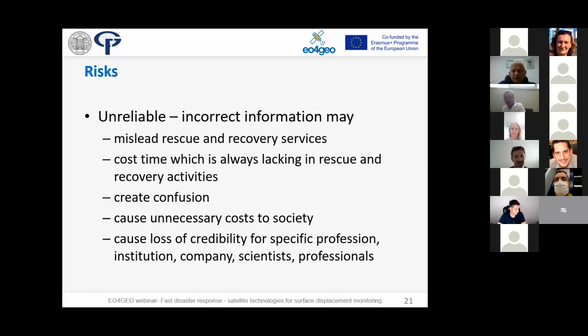Even worse, our information may create confusion. And this is definitely not something that is necessary or that anybody wants in the case of a catastrophe. And it could cause unnecessary costs to the society.